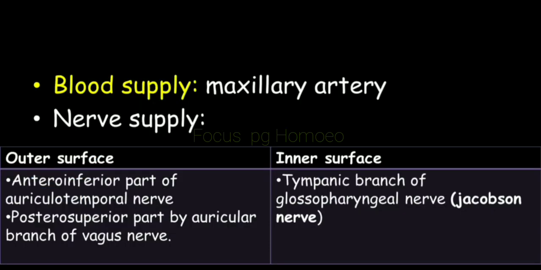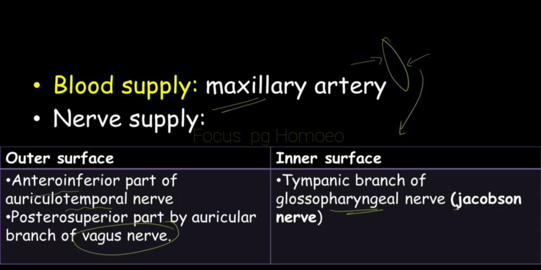Next comes the blood supply. The major blood supply is the maxillary artery. In case of nerve supply, on the outer surface it is the antero-inferior part by the auriculotemporal nerve and the postero-superior part by the vagus nerve. On the inner surface it is by the tympanic branch of the glossopharyngeal nerve, or Jacobson nerve. So don't confuse it with Arnold nerve. Arnold nerve is a branch of the vagus, while the glossopharyngeal nerve and Jacobson nerve are the same. Don't get confused if you don't study the difference between the two.